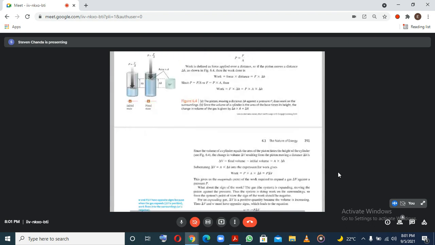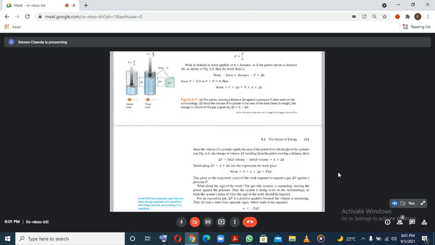So pressure of course is force over what? Over area. Now we know something about work. What is work? Work is force applied over a distance, right? So that's what work is. It's just force applied over a distance. That's why we say work is equal to force times the distance.